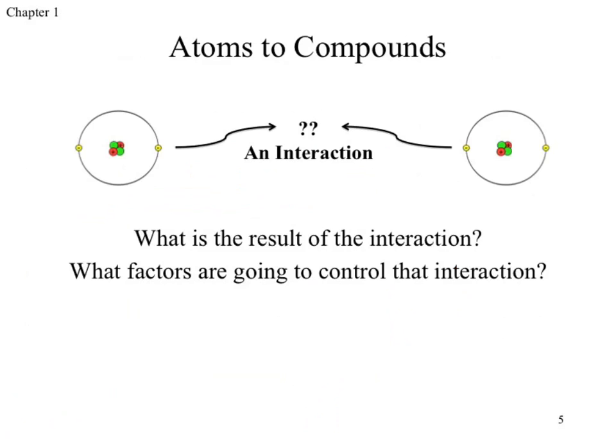What other factors could control that interaction? What types of atoms they are? We could look at the types of atoms. What about the types of atoms? Metal or nonmetal? What's different when we're looking at our metals and nonmetals?